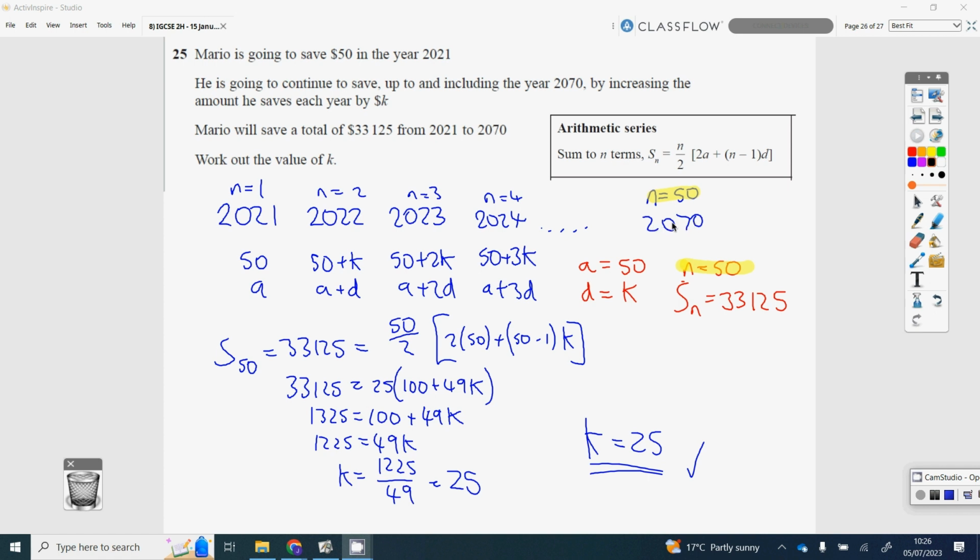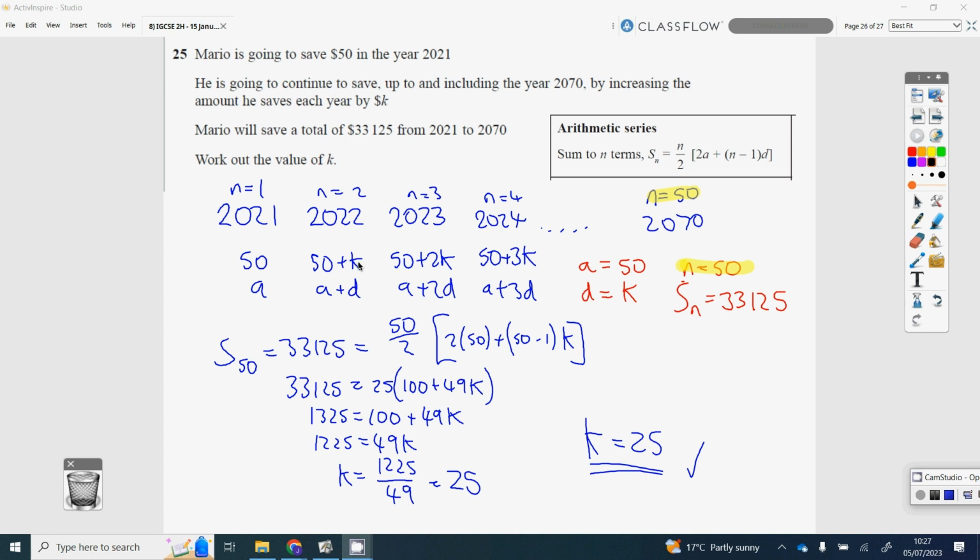So first things first, we really need to establish how many years this is. So this is when N is 1, year 1, year 2, year 3. And we can see there's a 20-year difference between the end of the year and N. So in 2070, N, the number of years, is 50. Now, A represents the first term. So that's clearly 50. So A is 50.